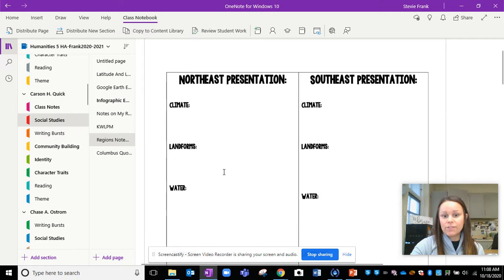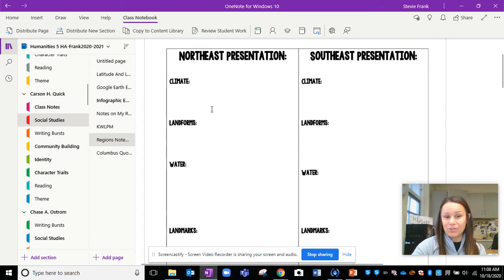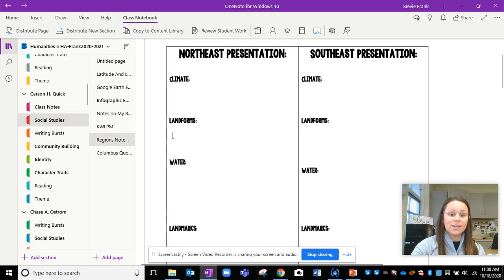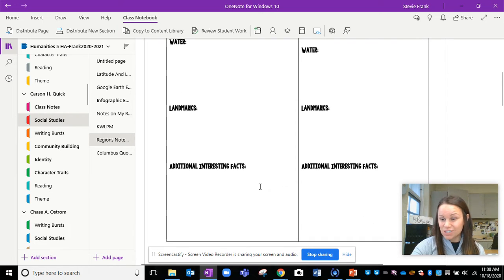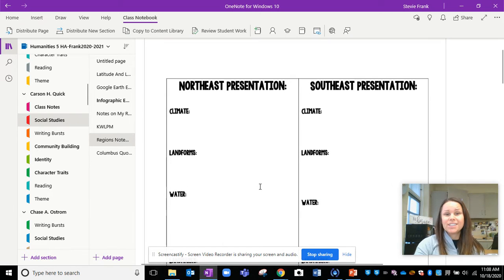Here is where I've given you all of the different regions, and you've got this graphic organizer that you're going to be filling out. For example, here it says Northeast presentation, and then it gives you all of those different blanks that you have to be filling out. It gives you climate, landforms, water, landmarks, additional interesting facts as well. So these are all different parts that you should be filling out. It's up to you on which one you want to fill out for today. All you have to do for each day this week for social studies is just worry about one, okay?